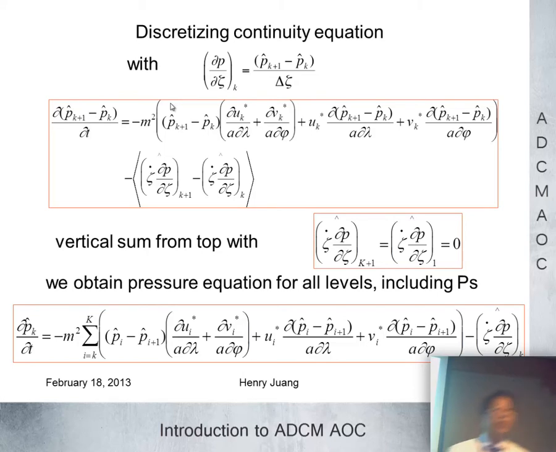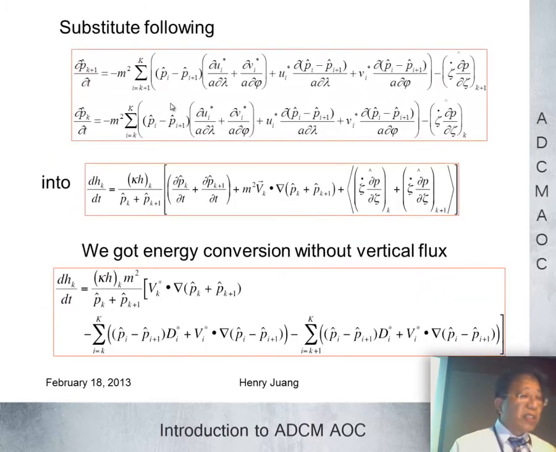Next one is we discretize the continuity equation, and the continuity equation is very simple like this, and this one actually tries to get your pressure local change equation. And if you put that local change equation into the thermodynamic equation, it turns out the energy conserving part is nothing related to vertical motion. It's very interesting. It's a different form. You don't require vertical motion to get the energy conversion part.